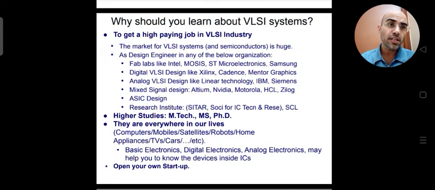And these integrated circuits you may find almost everywhere, because whatever devices we are using, all of them have integrated circuits in them, whether it is computers, mobiles, household devices, satellites, robots, or cars. All of these have integrated circuits, whether digital or analog. Mostly you will see digital integrated circuits in them, but in some applications analog integrated circuits are also used.